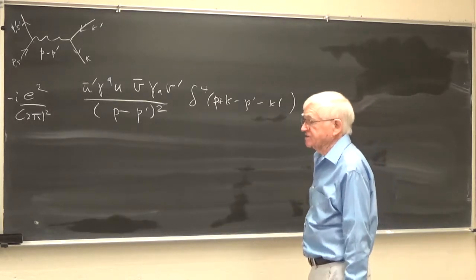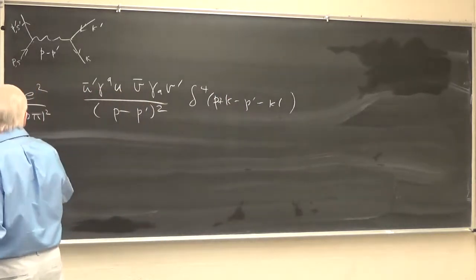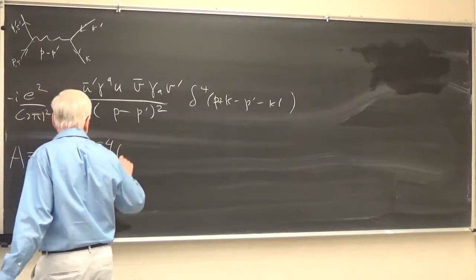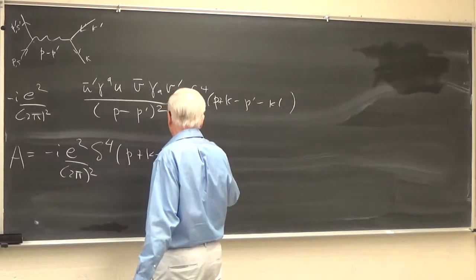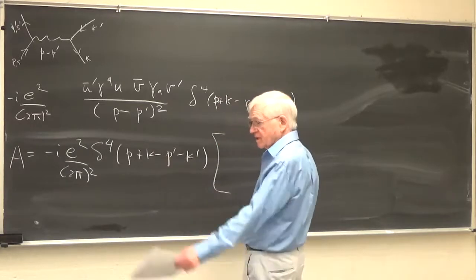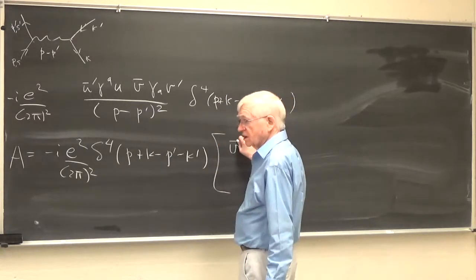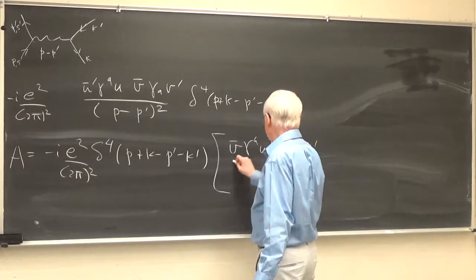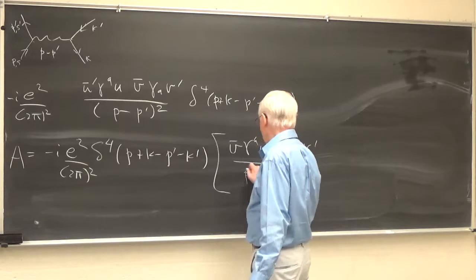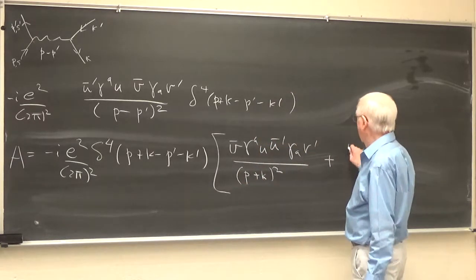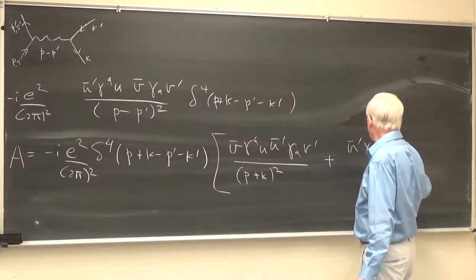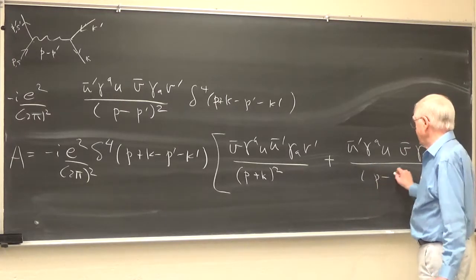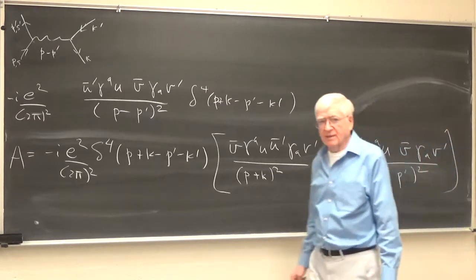And so what you have to do is add the two together, and the total amplitude is minus I e squared over 2 pi squared, delta 4 of P plus K minus P prime minus K prime, times the first term that we did carefully, V bar gamma A U, U bar prime gamma A V prime over P plus K squared, plus this one, U bar prime gamma A U, V bar gamma A V prime over P minus P prime squared. So that's the total amplitude.